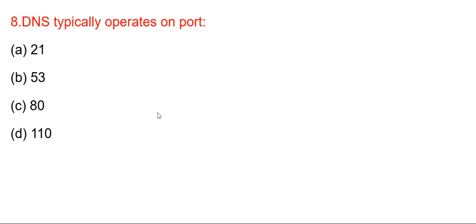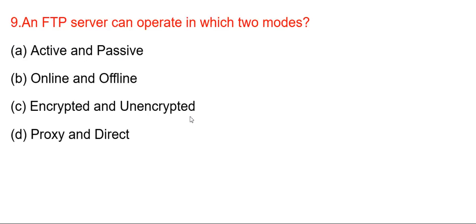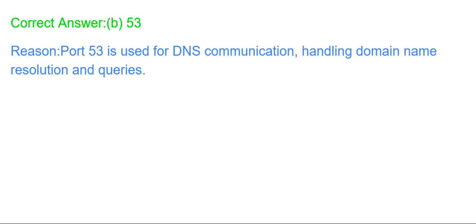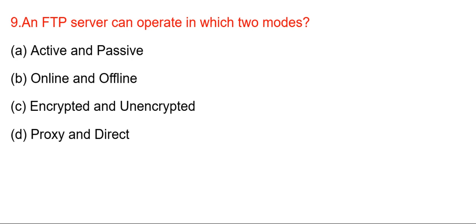Eighth question. DNS typically operates on port. The options given are 21, 53, 80, 110. Pause the video and try the answer. And the correct answer is B, 53. Port 53 is used for DNS communication, handling domain name resolution and queries.